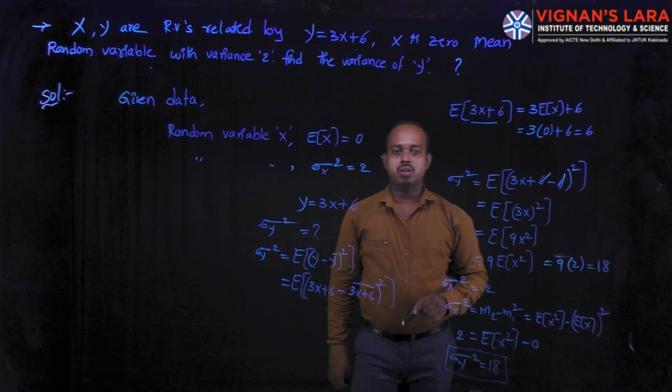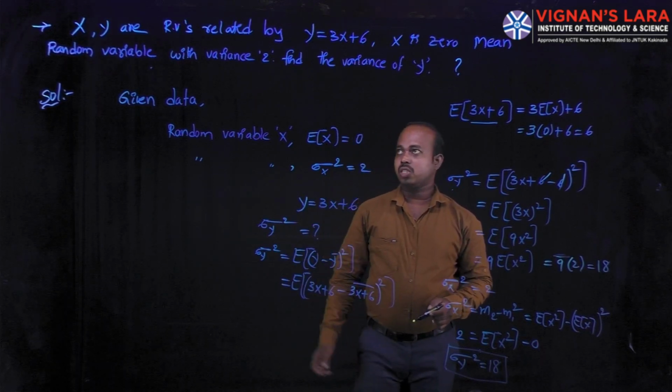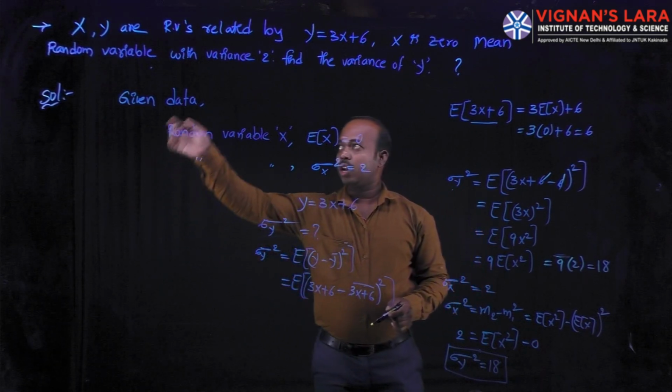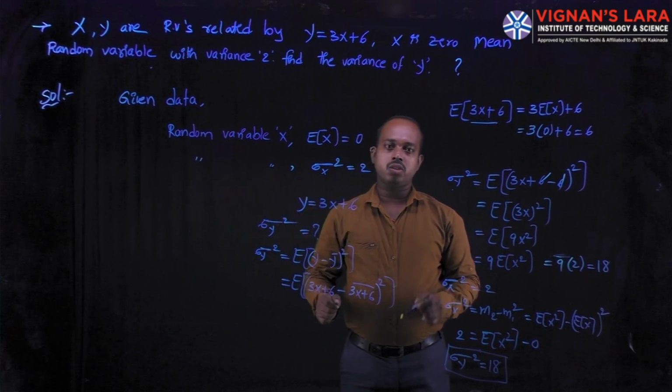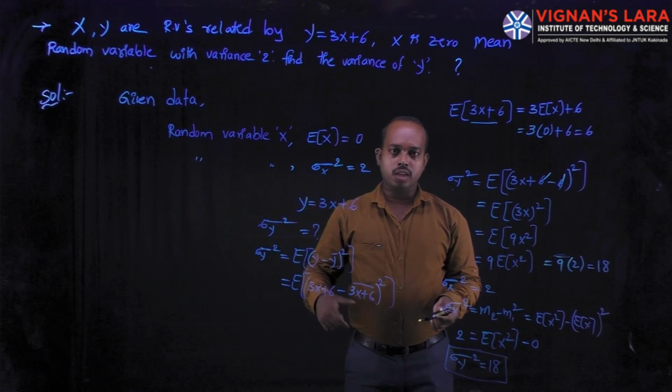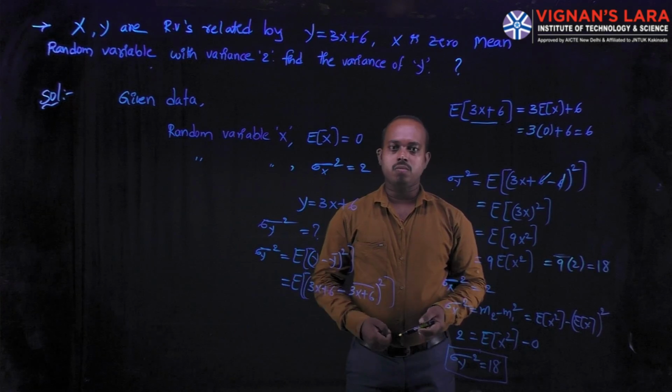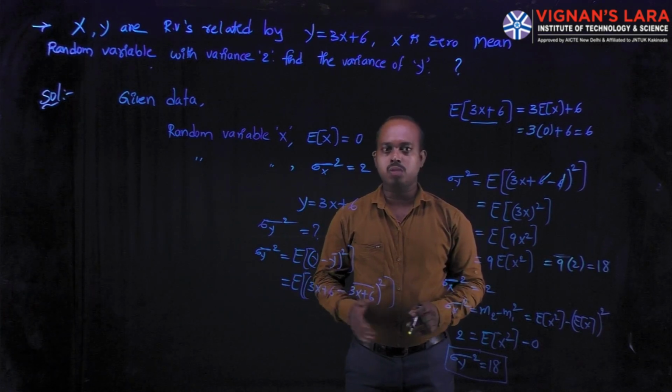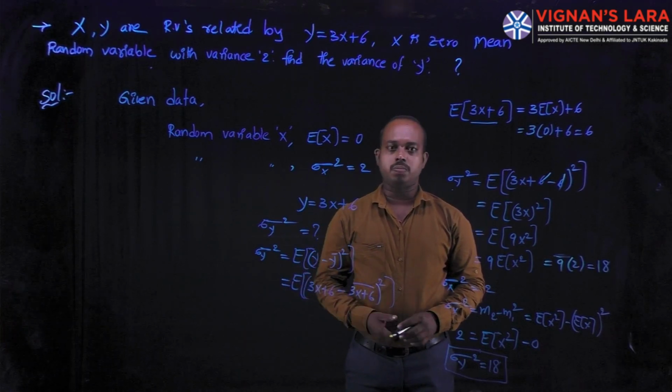He is giving the problems in this model, he is just given one random variable's mean and variance. He is asking you to find another random variable's variance and mean. When problems are given in this model, you can follow this procedure.